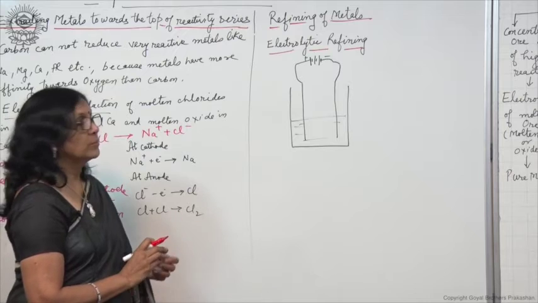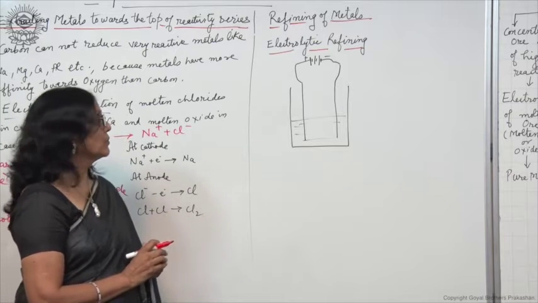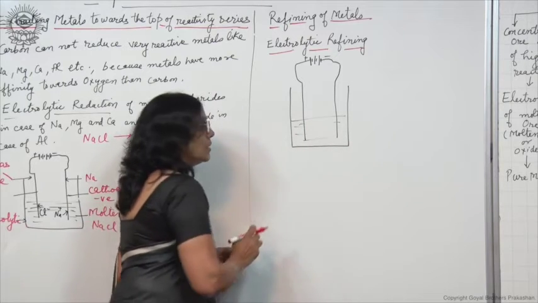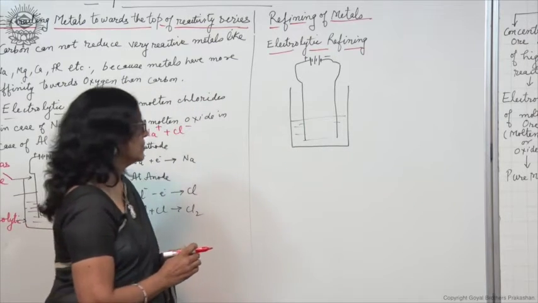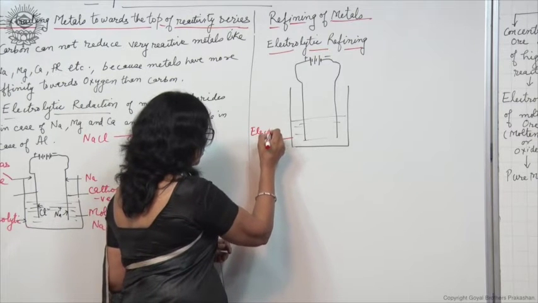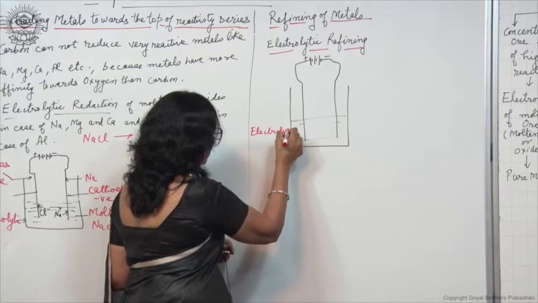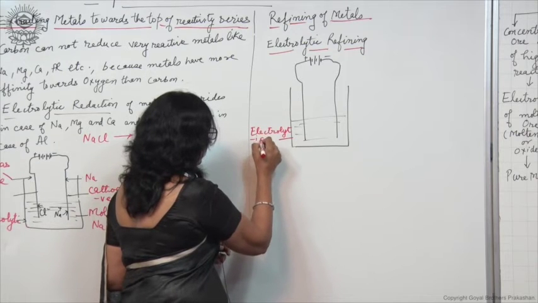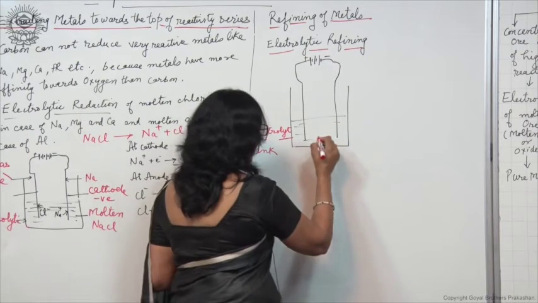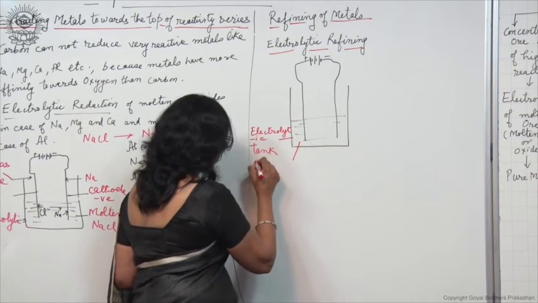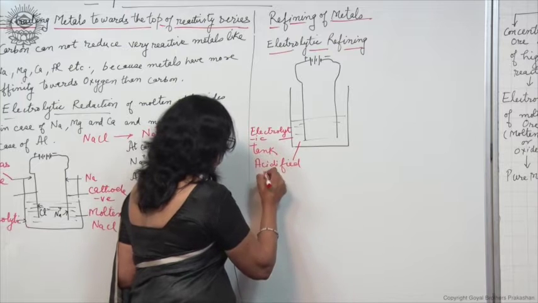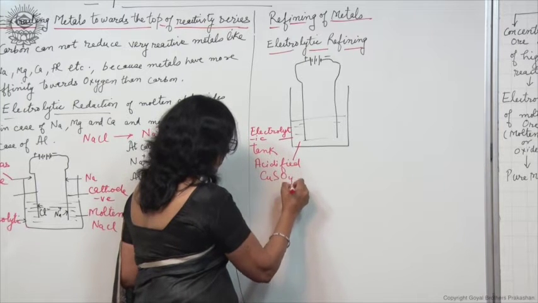So, here also let us take the case of copper. Now, for electrolytic refining of copper, the electrolytic cell tank is used, as we used in the earlier case, and the electrolyte taken is acidified copper sulphate solution.